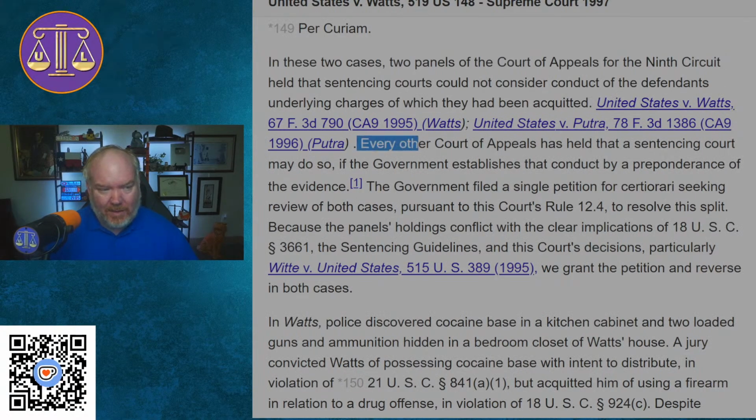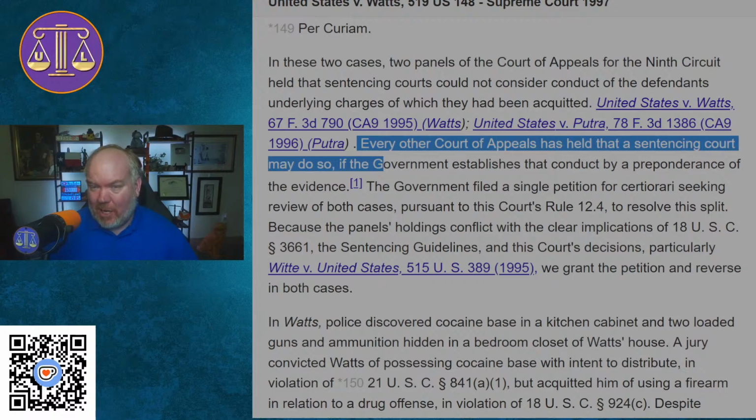What does the U.S. Supreme Court have to say? Let's carry on. Every other court of appeals had held that a sentencing court may do so if the government establishes that conduct by the preponderance of the evidence. So the Ninth Circuit's like, hey, if the jury acquits, then maybe we shouldn't be allowed to use those facts because they acquitted. And every other court of appeals that considered the issue, I'm not sure how many of them, but every other court of appeals said, no, that's okay. The jury acquitting, that's not a problem. We can totally use those facts in sentencing on the other charges. Not a problem. We can use those acquitted charges in some other thing, as long as the government proved it by preponderance. By preponderance of the evidence, that would be fine, says all the other courts of appeals.